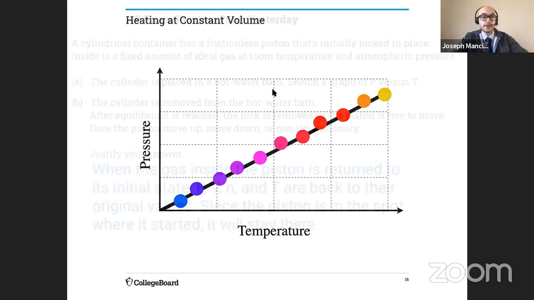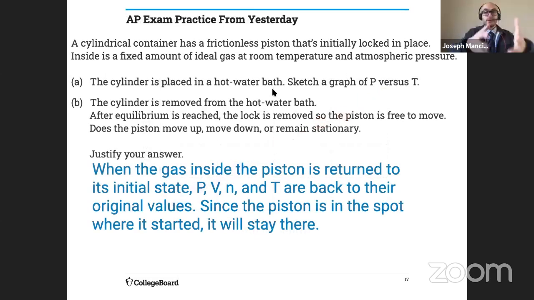So in part B, the cylinder is removed from the hot water bath, and it's able to re-reach equilibrium with the room that it's in. It's essentially brought back to normal. And the lock is removed and the piston is free to move. Does the piston move up or down or remain stationary?